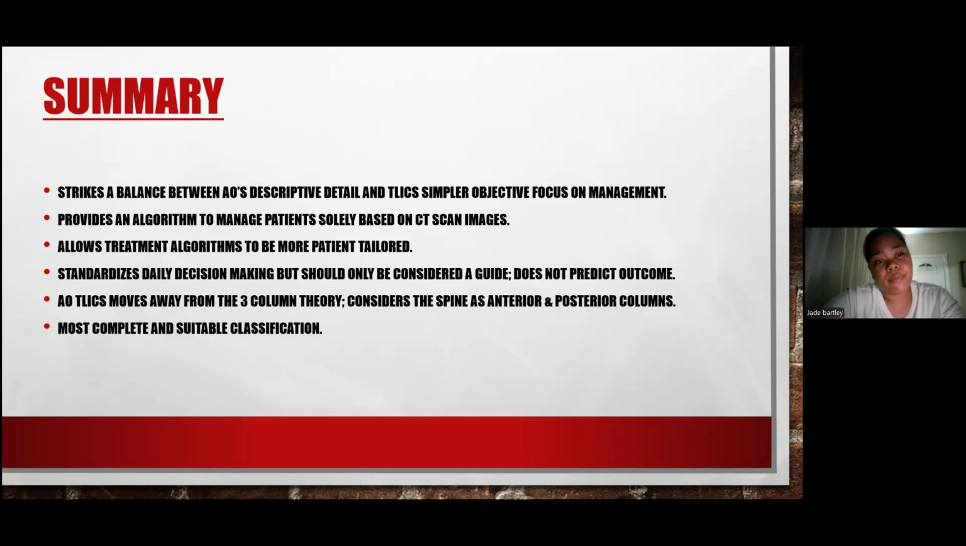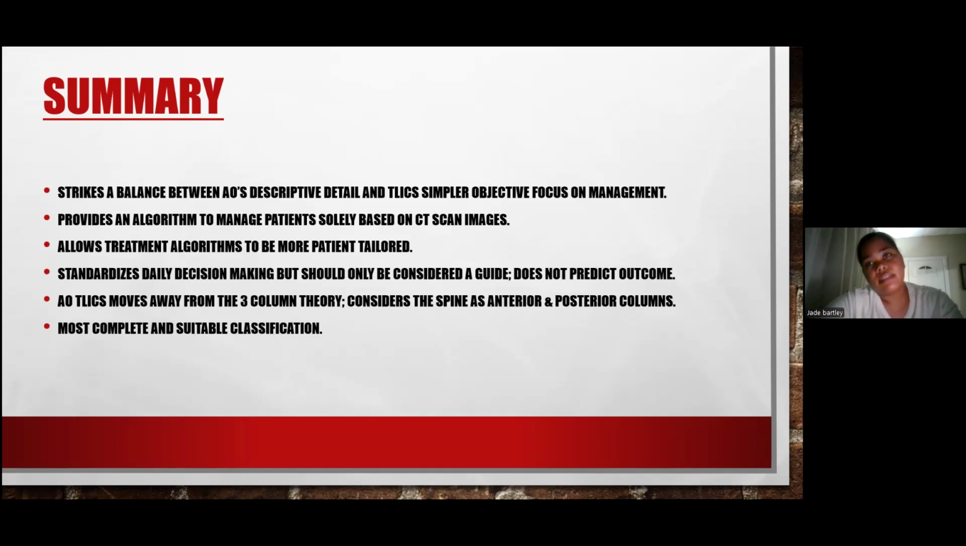So, summary. The AO Spine TLICS classification strikes a balance between the AO's descriptive detail and TLICS's simpler, objective focus on management. It provides an algorithm to manage patients solely based on CT scan images, which in most cases is readily available. It allows treatment algorithms to be more patient-tailored. So it doesn't just consider the injury, but it considers the patient as a whole. And it standardizes daily decision making, but should only be considered as a guide. It does not predict outcome in these patients.